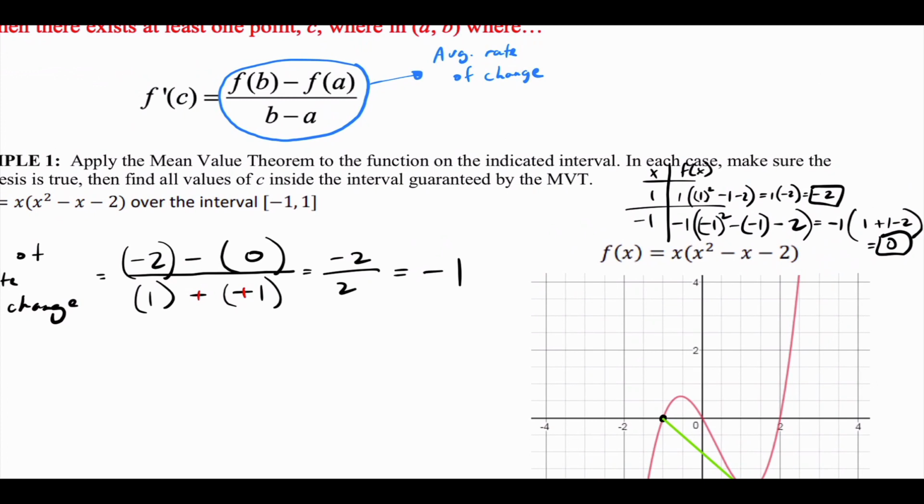How do I get the red guy? What do I need to do to get the red guy? So I got the blue guy. That's -1. How do I get the red guy?